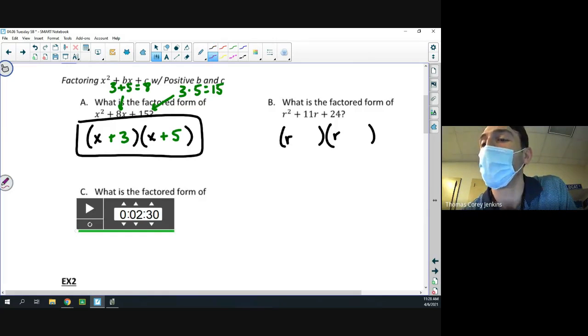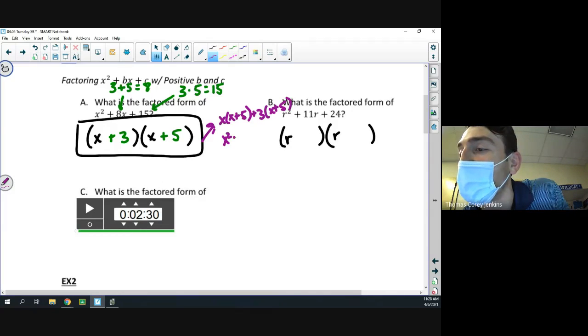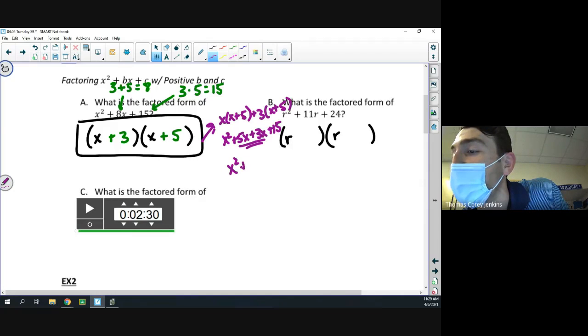And like I said, I would probably advise against writing all this out, but we'd distribute the x, so we'd take x times x plus 5, distribute the 3, so plus 3 times x plus 5, and then we multiply everything out, get x squared plus 5x plus 3x plus 15. Combine your like terms, get x squared plus 8x plus 15.